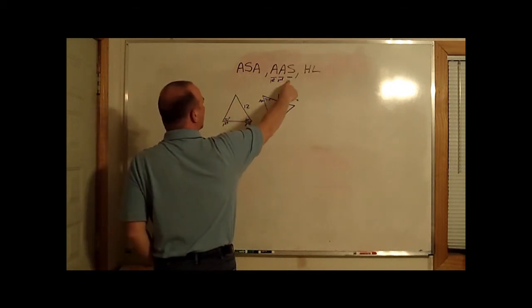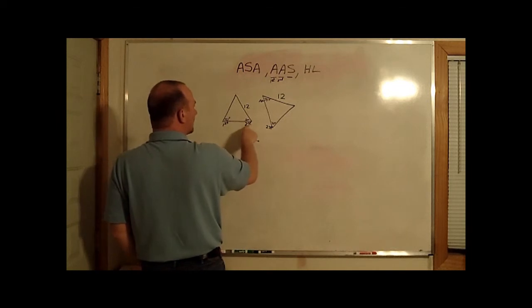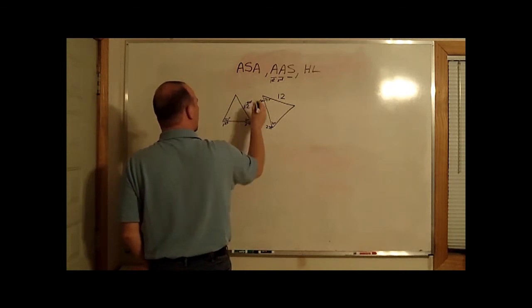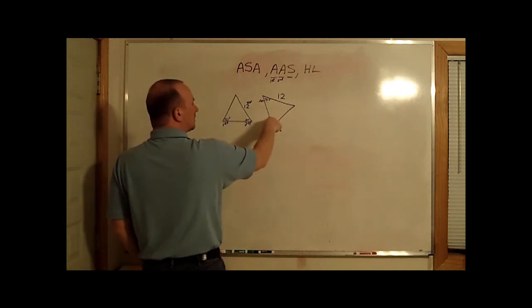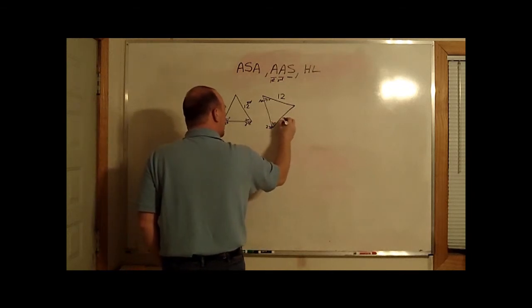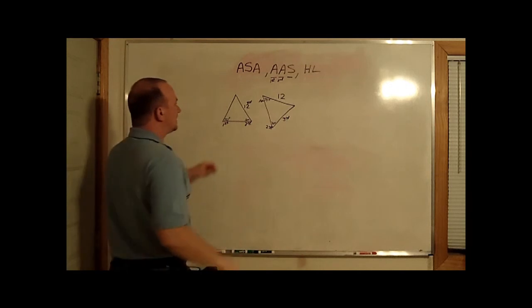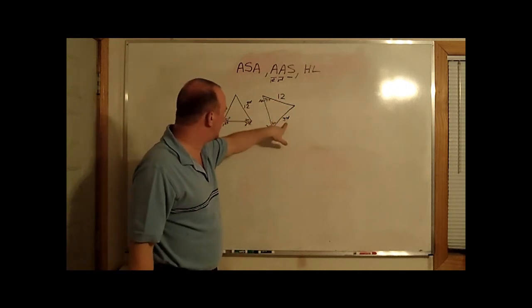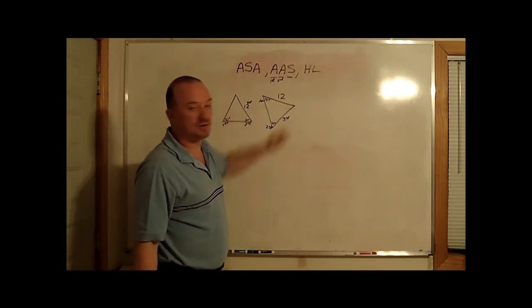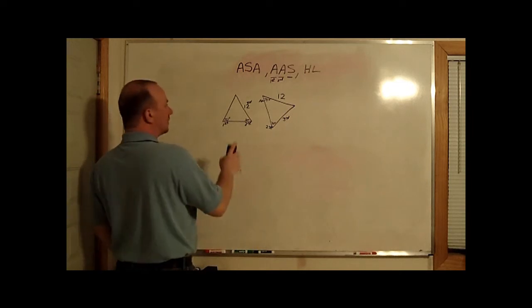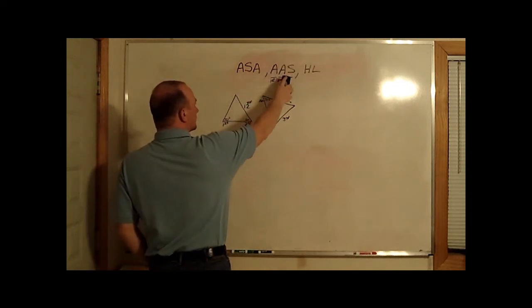And then we need the side that comes right after this. Angle, angle, and the next thing is a side. So this is the third piece. Angle, angle, side. But they didn't give us this to be 12. They gave us this one to be 12. So this set would not be congruent by angle, angle, side.